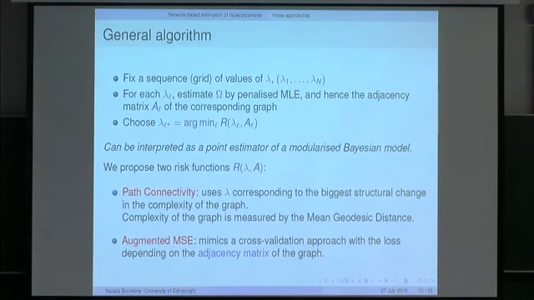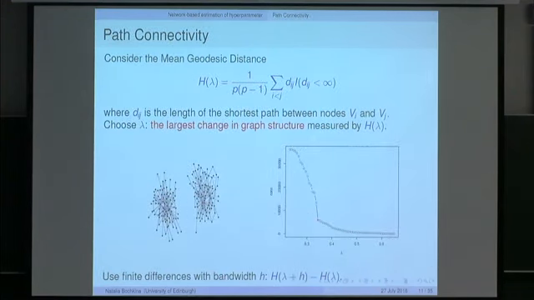It would be actually interesting to see how the penalty we use works formally in the Bayesian model, but I'm not going to talk about that now. We propose to use two risk functions. One is to look at the path connectivity characteristics, so it will be based on the mean geodesic distance. The other one is a cross-validation type approach, but depending not on the precision matrix, but on the adjacency matrix. Let me introduce the first method. First, just a reminder of this mean geodesic distance.